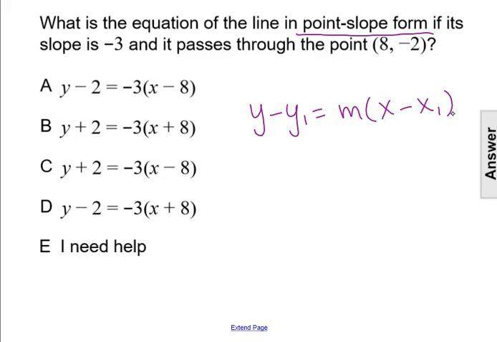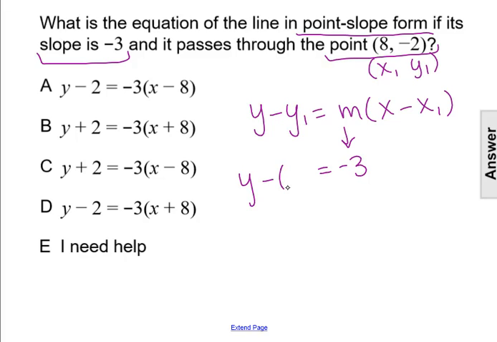Well, from the question, we're told that the slope is negative 3, so we can substitute in that m equals negative 3. And we're told that the line passes through the point 8, negative 2. So our x1 will be 8 and our y1 will be negative 2. So y minus y1 will be y minus negative 2 and x minus x1 will be x minus 8.